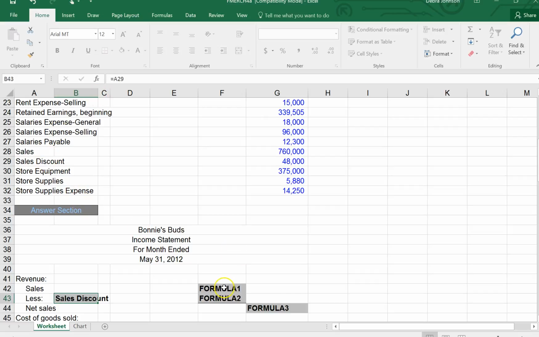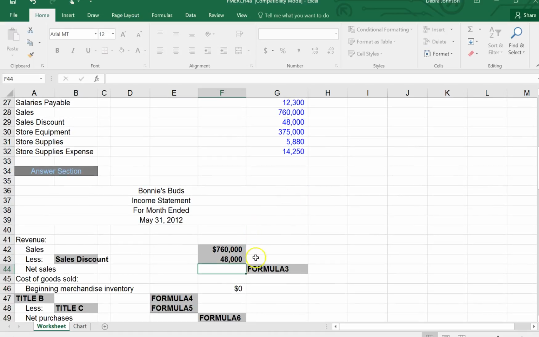Okay, let's go grab the dollar values. Again, do not enter any numerical values. Everything will be cell referenced. So for my sales line, I'm going to press equals, and I'm going to go grab my sales value up here in G28 and press enter. And for my sales discounts, I'm going to press equals. I'm going to go grab that 48,000 and press enter. Once again, everything's cell referenced.